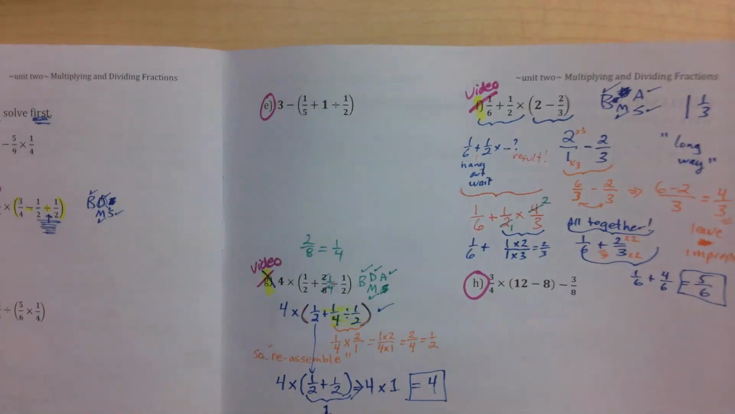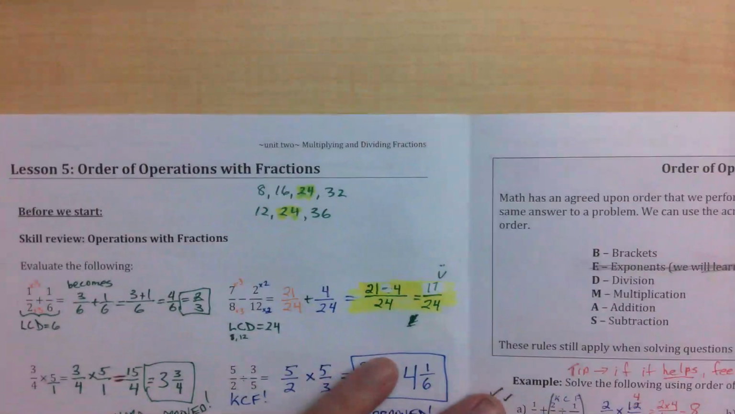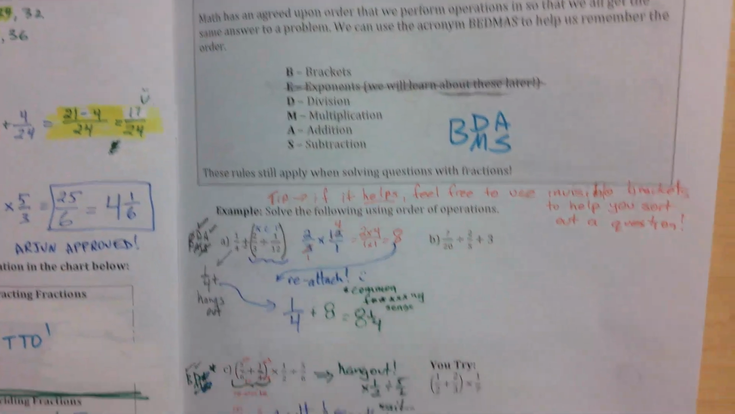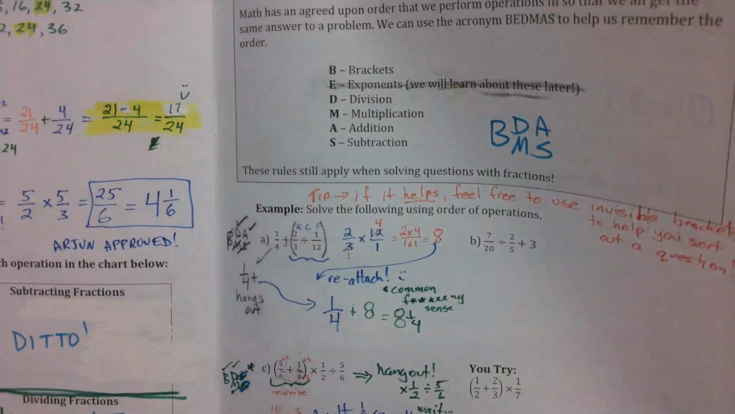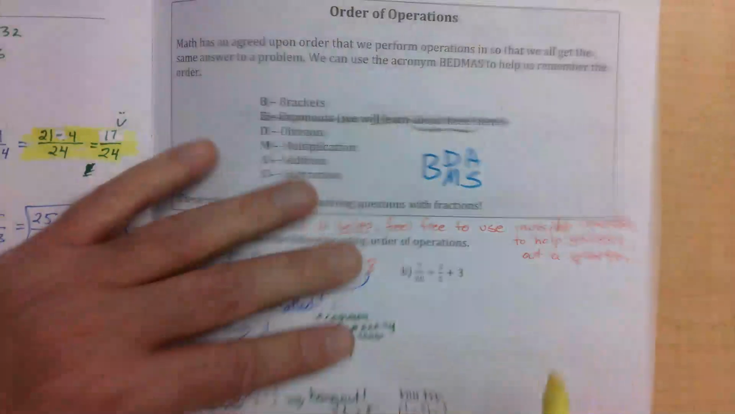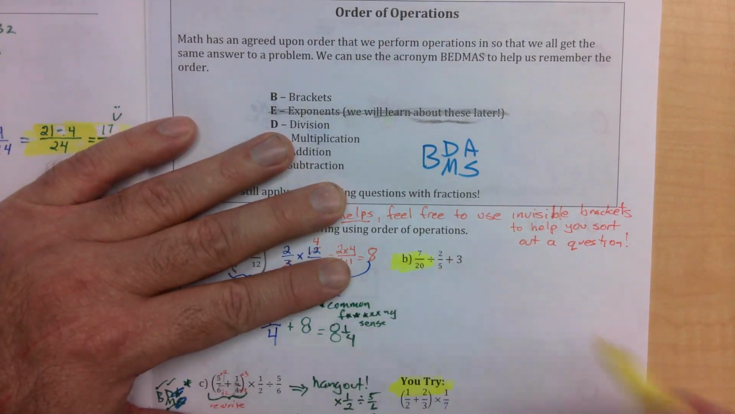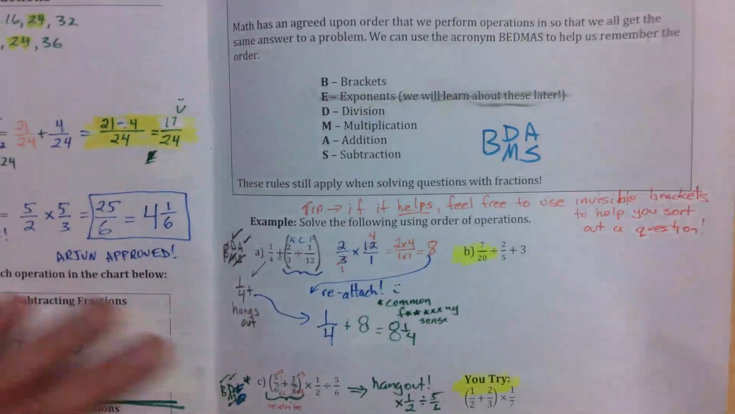Okay, so that's it for lesson 5, order of operations. We went through this in class. Okay, we went through page 36. Oh, you could do this, you try. Okay, you guys could do that.